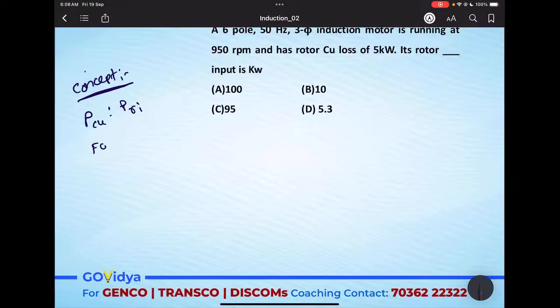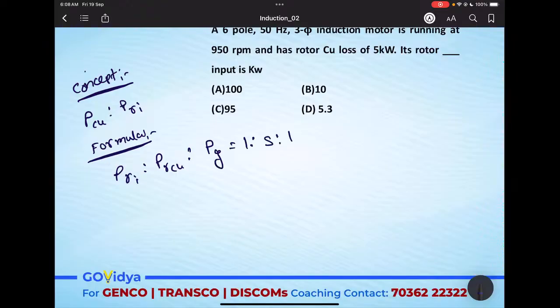What is the formula we know? The relation rotor input to rotor copper losses to gross mechanical power developed can be written as 1 is to S is to 1 minus S. They are asking for the rotor input power. Let's take the ratio. Rotor input power to rotor copper losses is going to be 1 by S. Therefore, rotor input can be written as 1 by S into rotor copper losses.